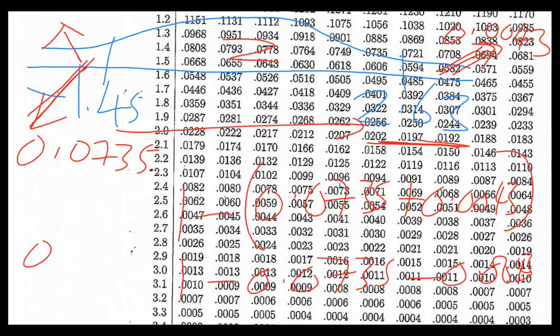0.9308. It's a very, very big number. So that's what you would use here to find the area that is in between. Did you get that? Yes, sir. Madam?